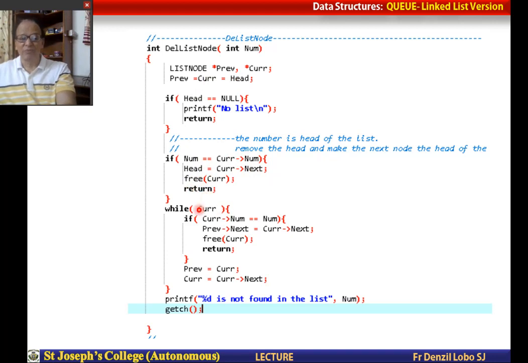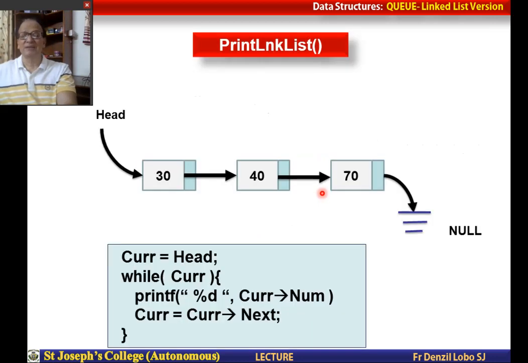Otherwise, what do you do? You traverse the list as we have gone through just now. When you traverse the list, if you come to the number which is equal to current number, then you say previous next is equal to current next, free current and return. Otherwise, it comes out of the loop. It doesn't find the number. You say the number is not in the list. So that is how you are going to delete a number in a linked list.